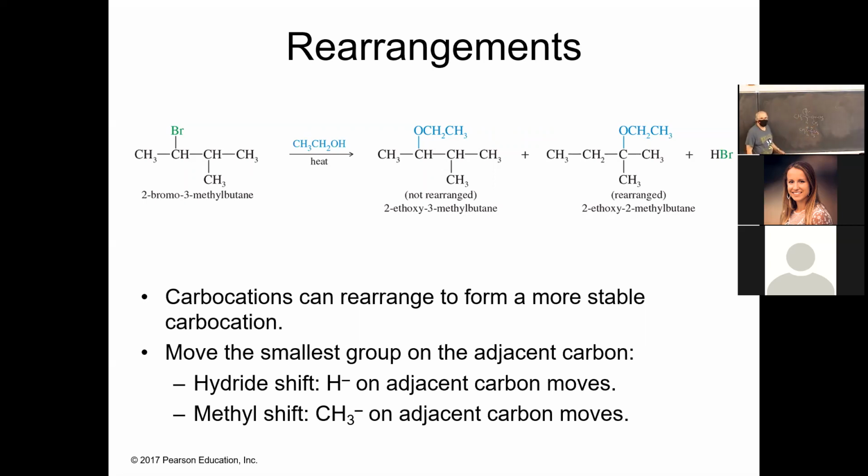Right, this is a secondary carbocation. It's directly bonded to two other carbons. And in this example, we would have a hydride shift. So hydrogen is going to pull out both of its electrons and move it over to that positively charged carbon.